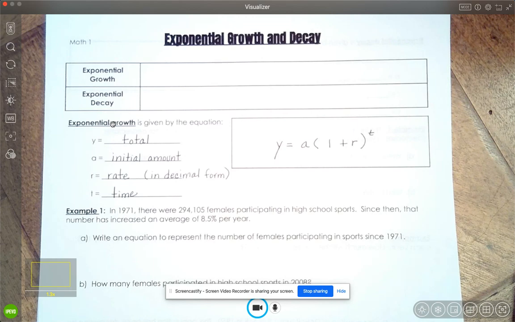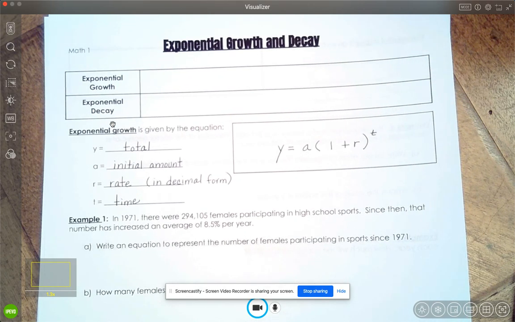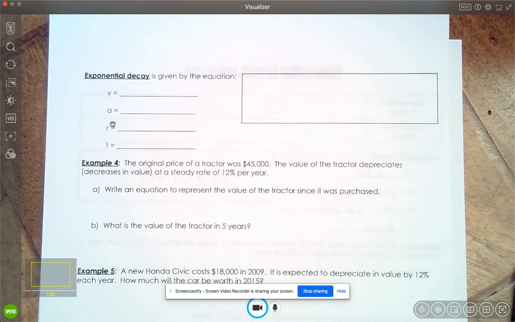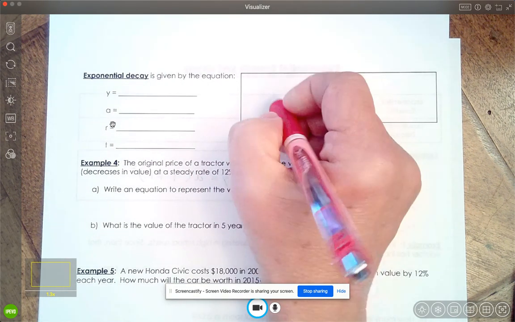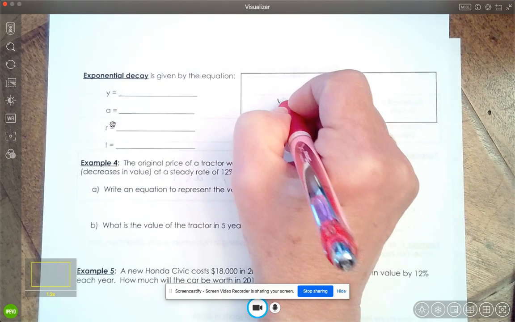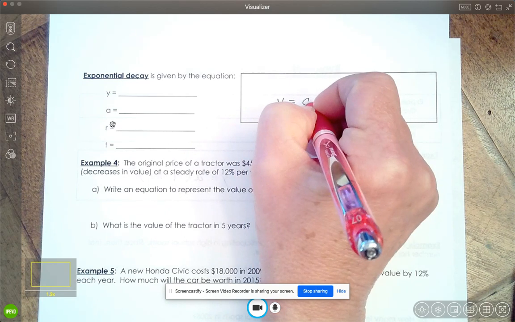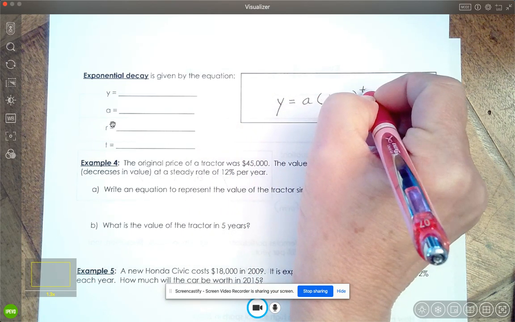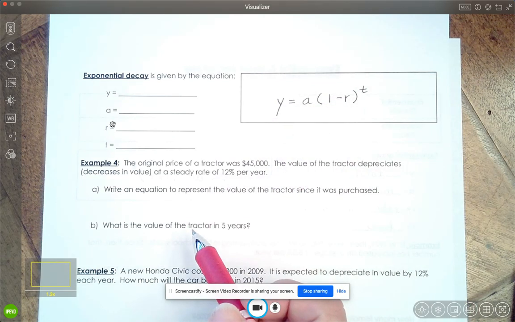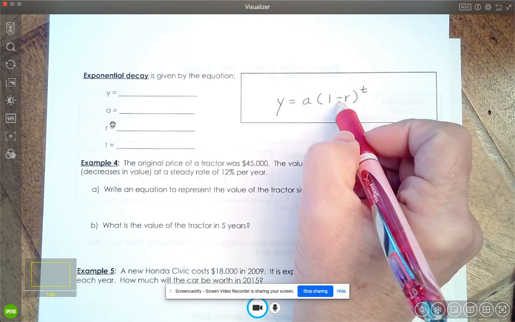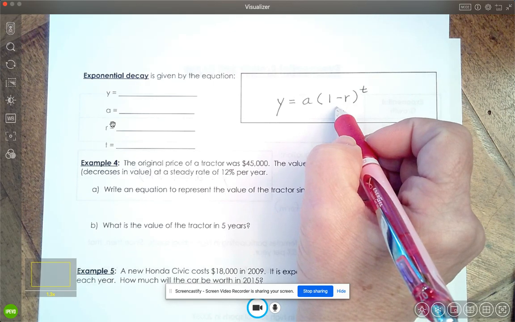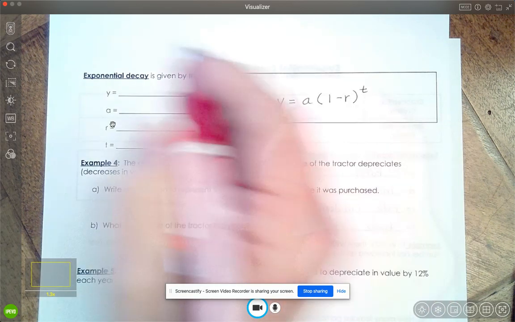I'm going to give you some examples here in a minute on another sheet of paper, but I want to tell you about exponential decay. Exponential decay, Y is equal to A times 1 minus R to the T. All the values are the same. If something is growing, we have a plus sign in between the 1 and the rate. If it is decaying, we have a minus sign.